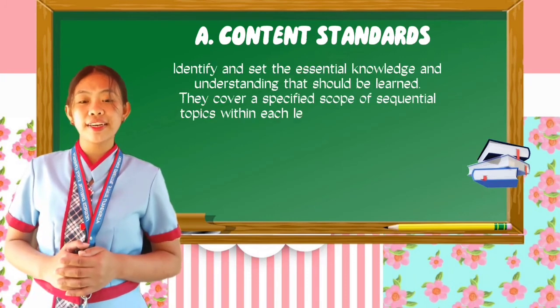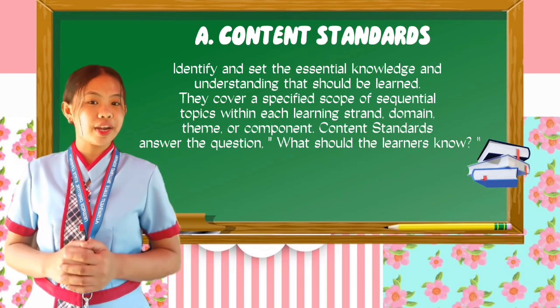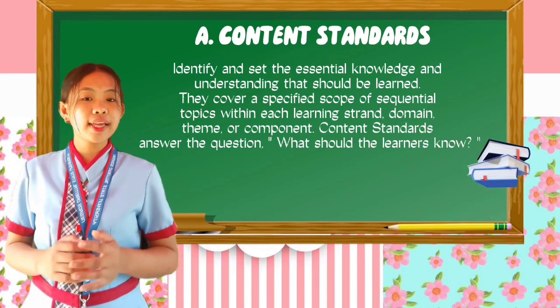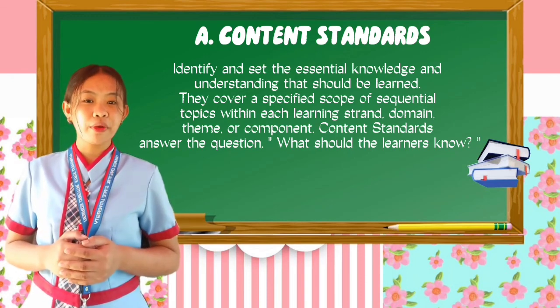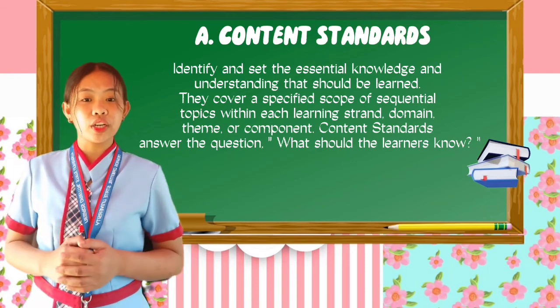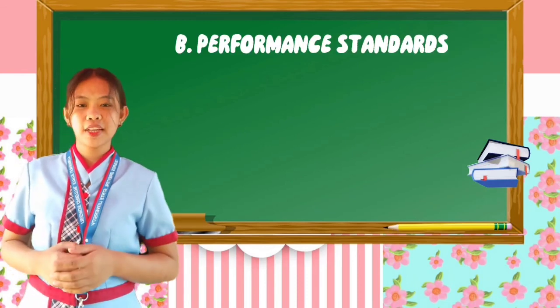Content standards identify and set the essential knowledge and understanding that should be learned. They cover a specified scope of sequential topics within each learning strand, domain, theme, or component. Content standards answer the question, what should the learners know? Now what about performance standards?